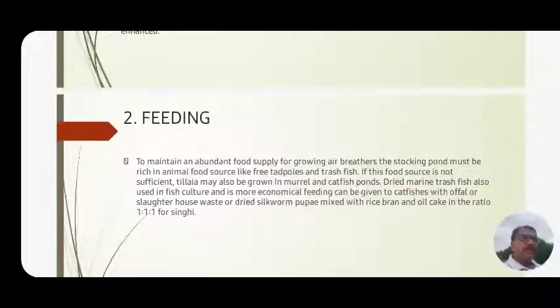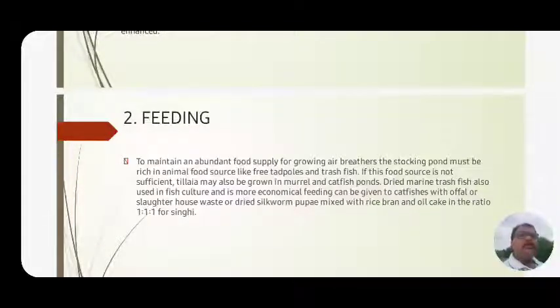When these are mixed, it is good for the morels and good for air-breathing fish, especially for Singi fish culture. This feeding is done to maintain an abundant supply: tadpoles, trash fish, dried marine fish, or tilapia spawn and fry are used, or sometimes silkworm pupae mixed with rice bran and oil cake in the ratio 1:1:1.